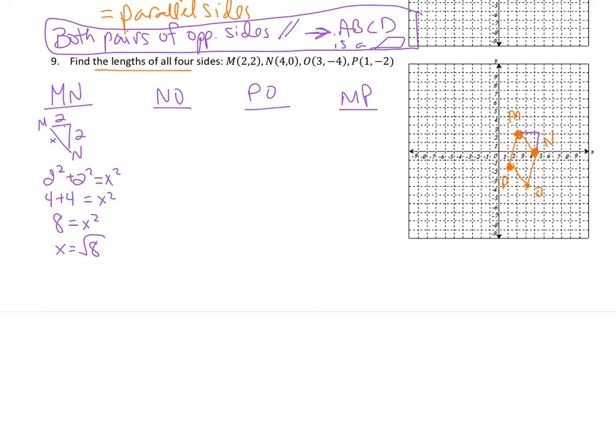If you remember back on how we need to reduce that, so if I pull out a 2 and a 4, I can divide that down to a 2 and a 2. So I get a 2 on the outside, and then my 2 is left inside. So this would be my length of MN.